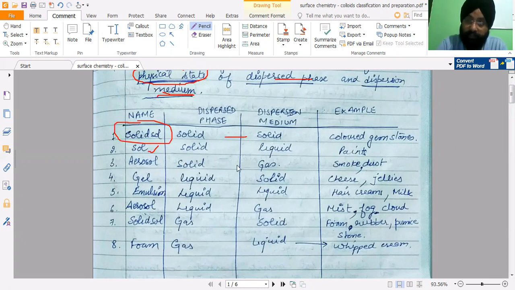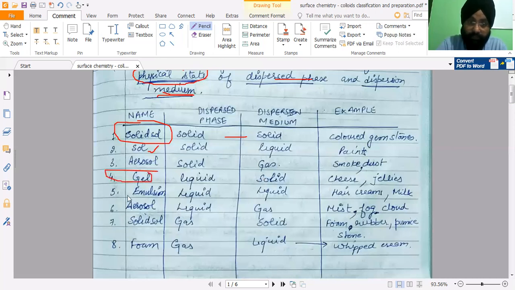The colloids in which the medium is gas are always known as aerosols. This name is based on the dispersion medium state, right? So aerosol, because the medium is gas. Solid in gas is smoke, like carbon in air, or dust particles suspended in air. Then gel, liquid in solid. Cheese and jellies are the examples.